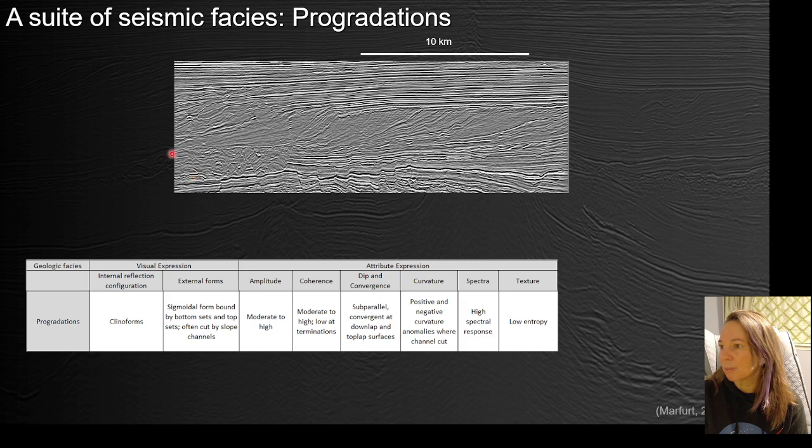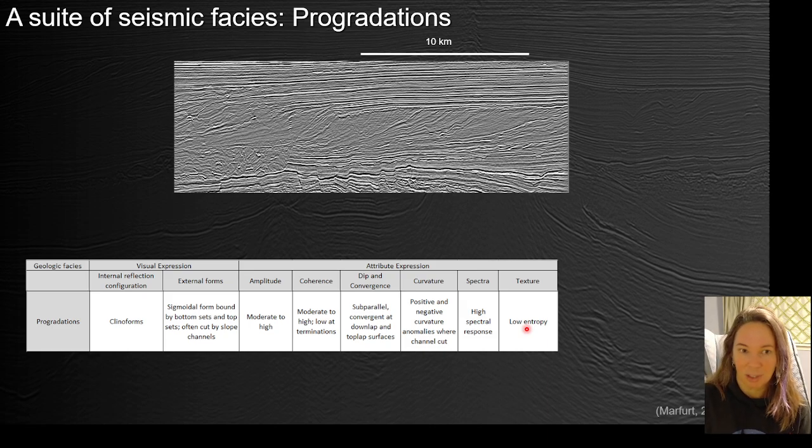So let's see, we've got some terminations kind of over here, a little bit more over here. Dip and convergence, we would see in those attributes that they would be kind of subparallel and then converging. Curvature, we'd get some information from curvature too. It would be positive and negative curvatures that we would pick out. In this case, we've got some channel cuts into these progradations. And then our spectra is typically pretty high with progradations, and the texture would be very low entropy if we were doing GLCM.